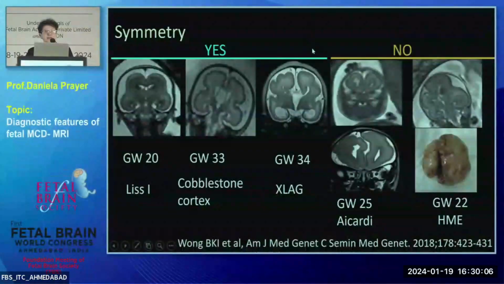Well, symmetry. Symmetry is very often associated with lissencephaly, but there are also situations where you have asymmetric findings, as for instance in hemimegalencephaly or in Aicardi. Now you will say, well, Aicardi, there is no genetic background. Well, I can only say not yet, because it is strongly suspected that the genetic background of the syndrome will be found soon.